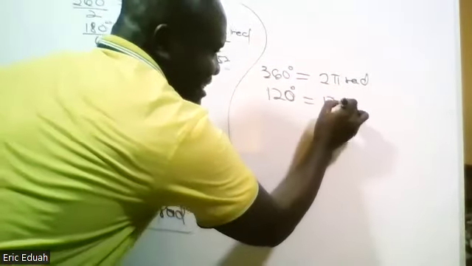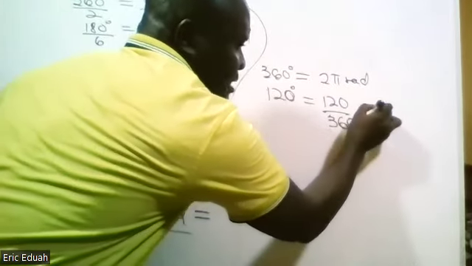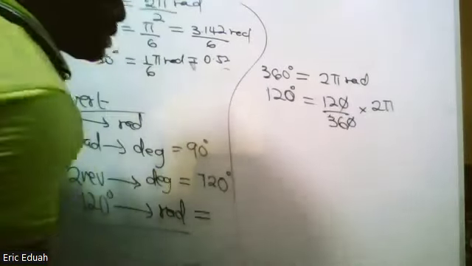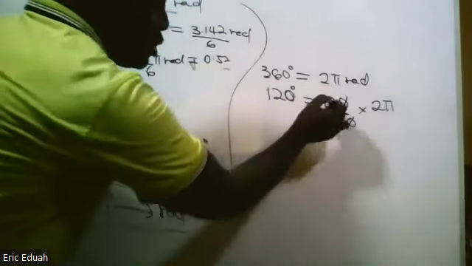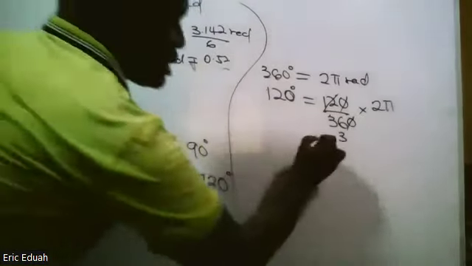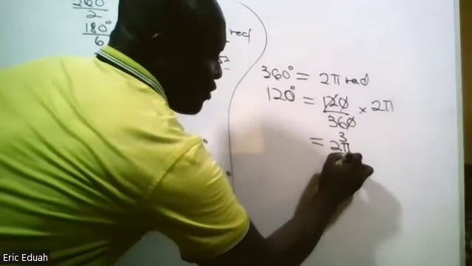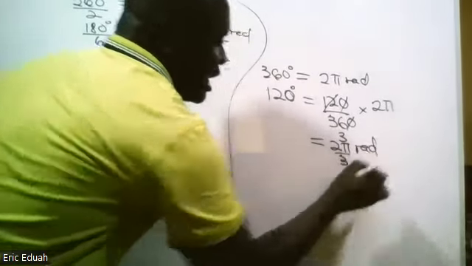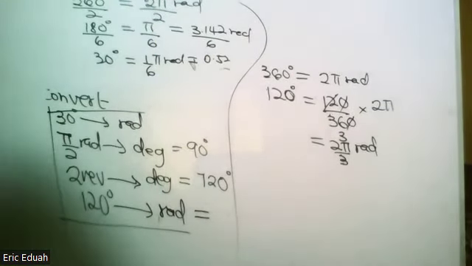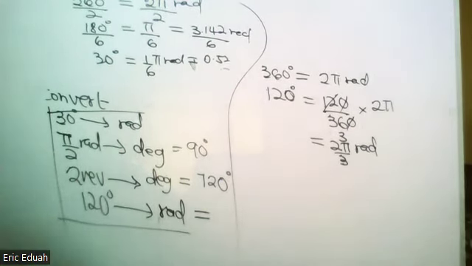So 120 over 360 times 2 pi. This 12 goes into 36, 3. So this will be equal to 2 pi over 3 radian. And that's exactly what Abba called for us. So you can use ratio and proportion.